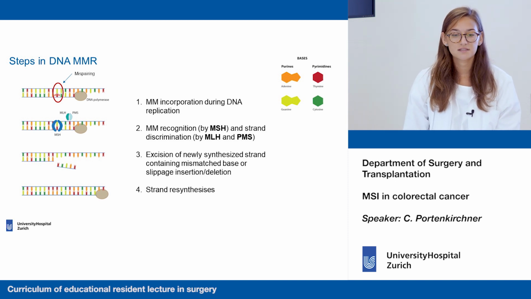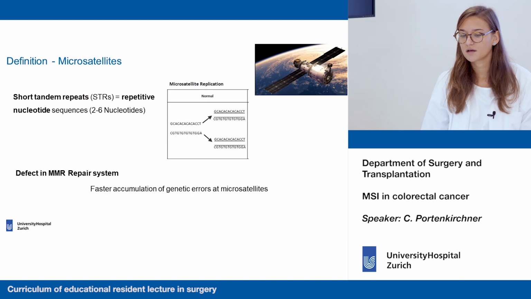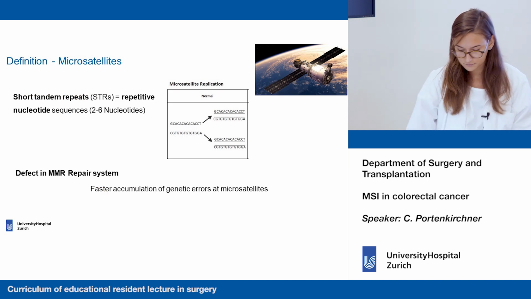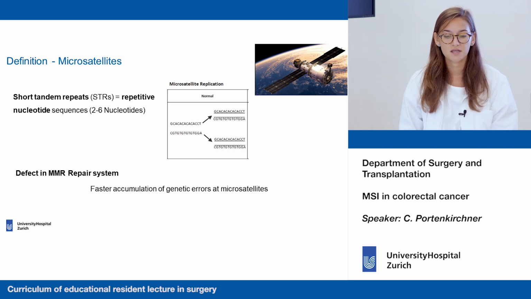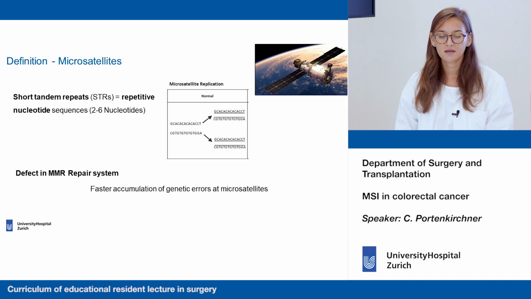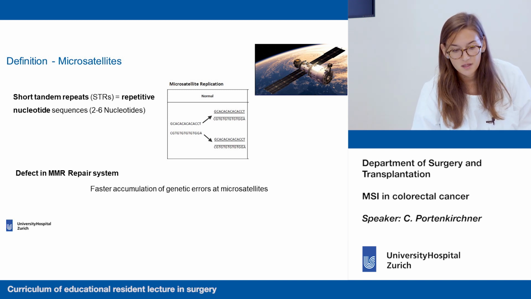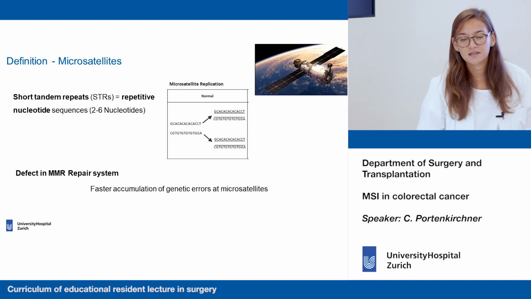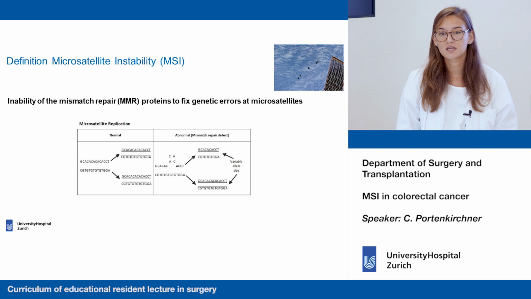DNA mismatches commonly occur in regions of repetitive nucleotide sequences, and these are called microsatellites. Microsatellites are short tandem repeats, normally 2 to 6 nucleotides. If we have a defect in the mismatch repair system, it leads to faster accumulation of genetic errors at microsatellites. The definition of microsatellite instability is the inability of these mismatch repair proteins to fix genetic errors at microsatellites.